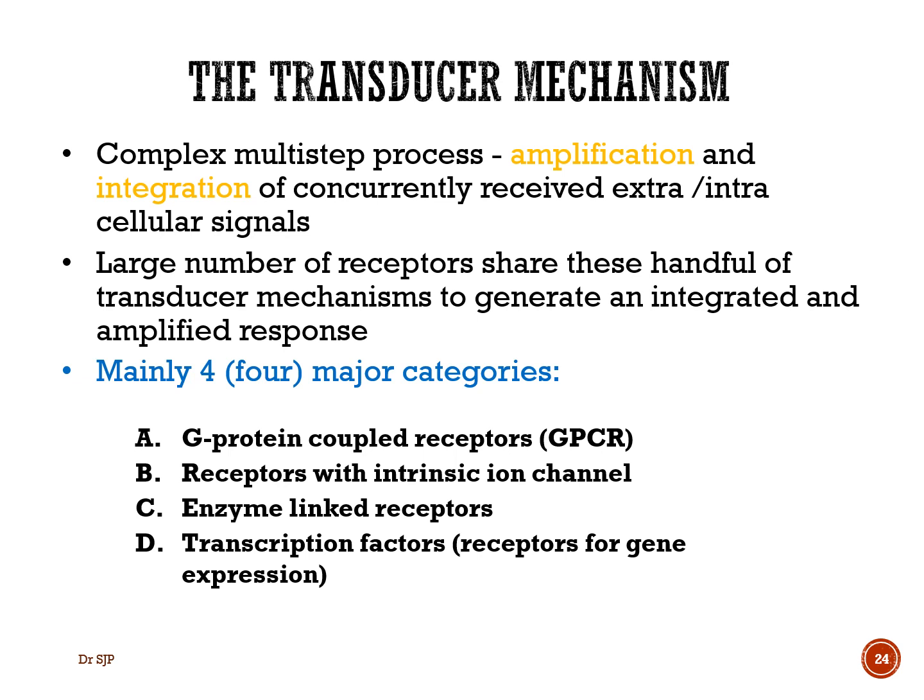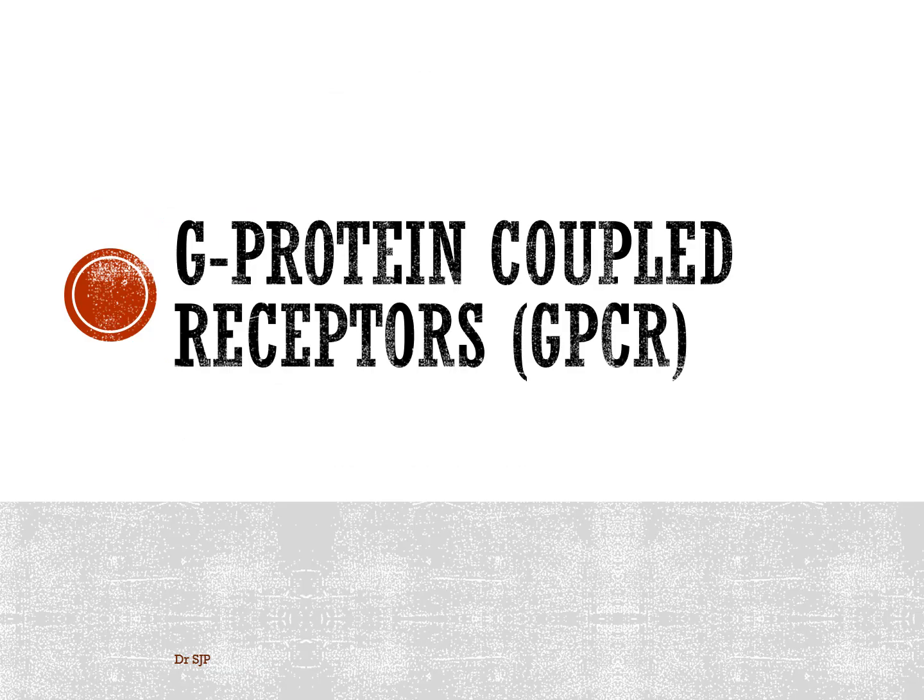So the first one is the GPCR, that is your G protein coupled receptors. Then we have receptors with intrinsic ion channel. Then we have enzyme linked receptors. And lastly, we have the transcription factors, that is, the receptors for gene expression. So first, let's start with the GPCR, that is G protein coupled receptors, also known as metabotropic receptors.